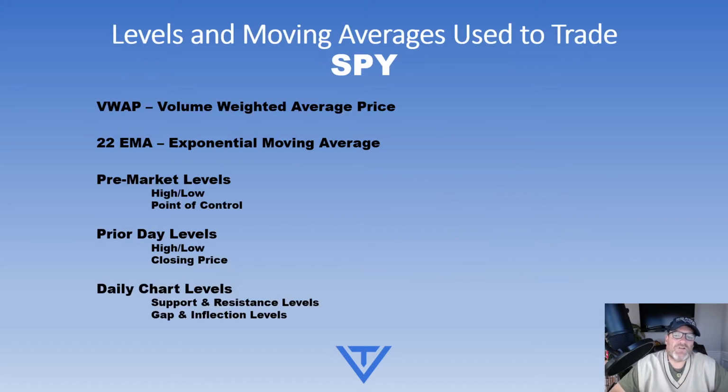Now, talking about charts, let's talk about levels and moving averages that we use to trade SPY. One of the most important moving averages that we use is VWAP. VWAP is the volume weighted average price. And what's great about the VWAP is that this is probably the most important because you have a lot of professionals that are using the VWAP to really judge their market performance.